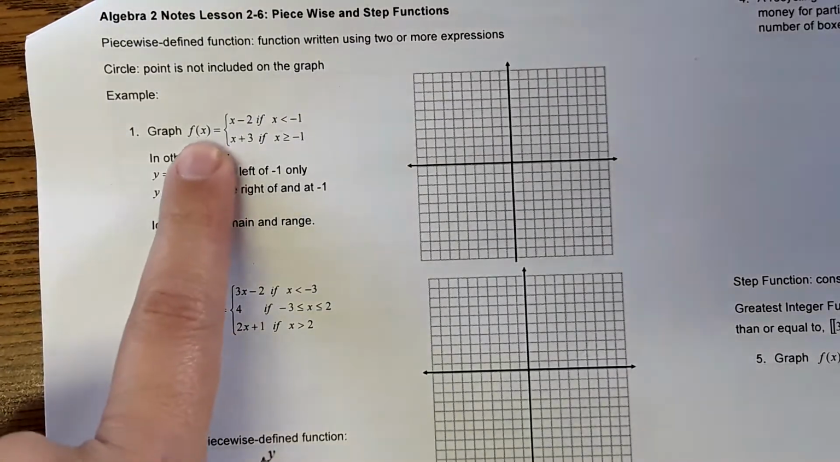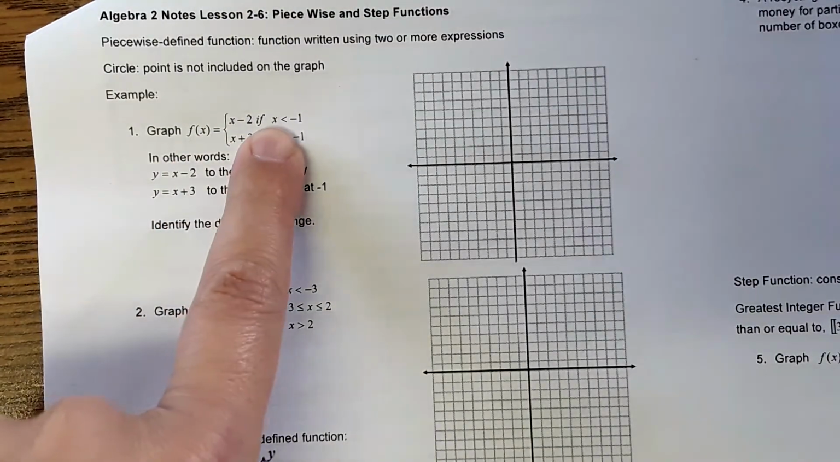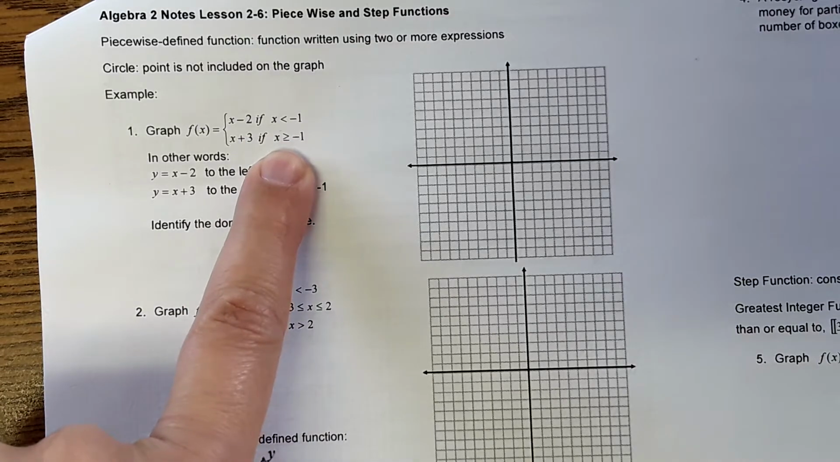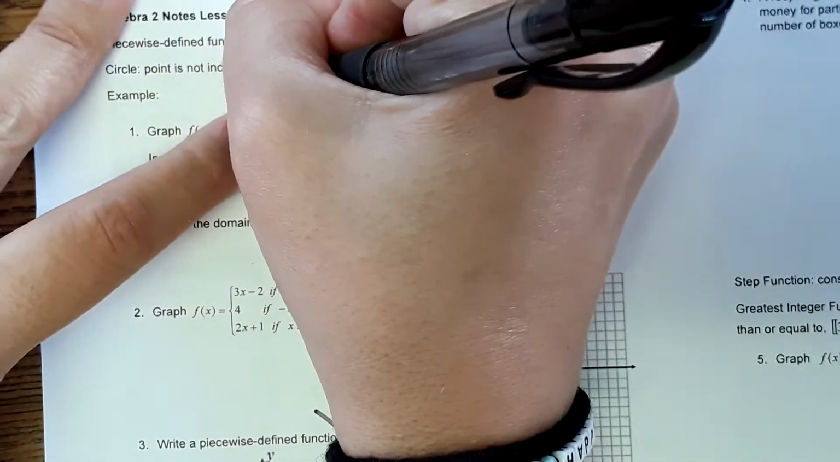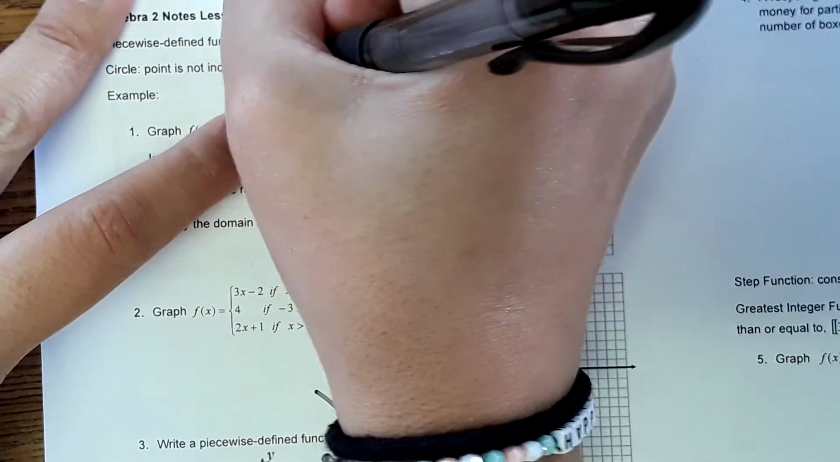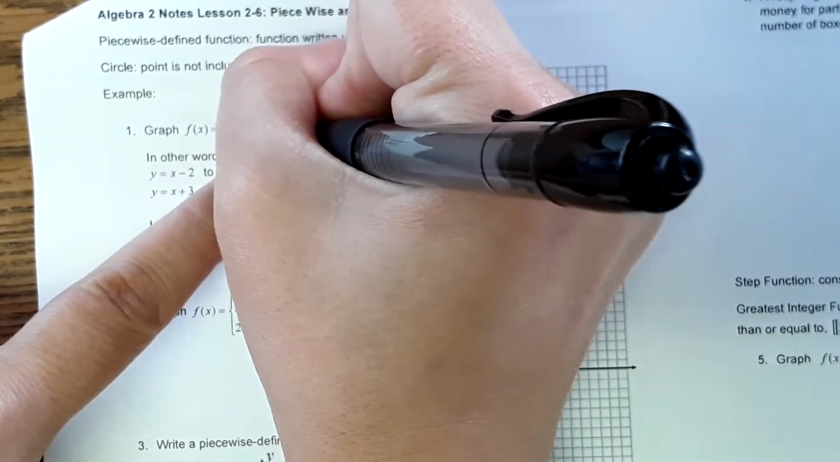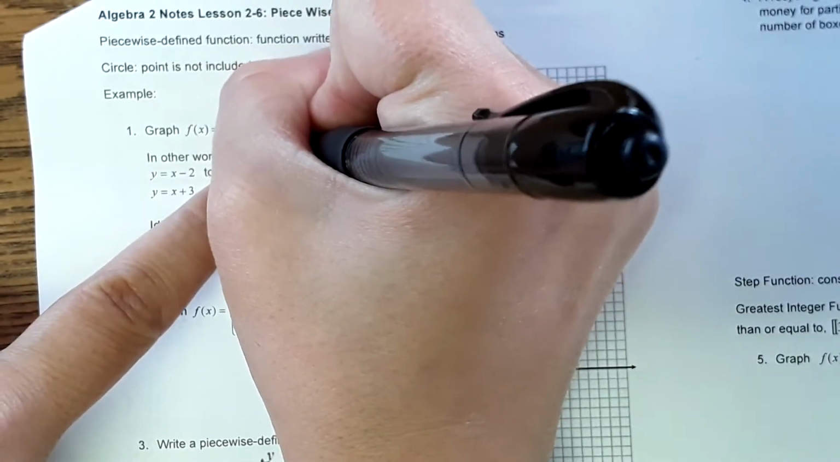Right here it says graph this function, and it says x is less than -1, x is greater than or equal to -1. Just like when you're graphing an inequality on a line, this right here where it doesn't have the line under it is going to be an open dot, and then with the line under it, it's going to be a closed dot, so just make a note of that.